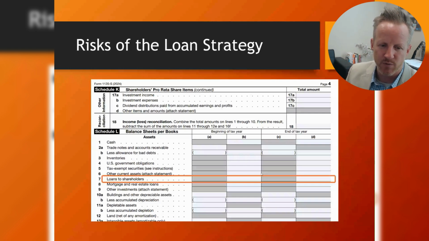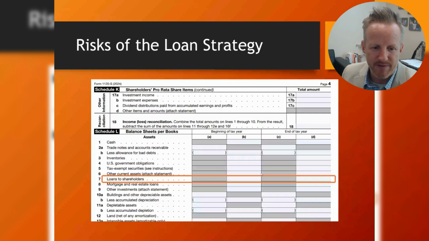Now, what some CPAs will do is they might get really aggressive, but this is probably crossing the line, is they will take that loan to the shareholder and they'll bury it. They'll bury it, not in row 7, loan to shareholder, but somewhere else in here, like under other current assets, which is the row above it, or 9, other investments. They'll sort of bury it in these other schedules so it doesn't automatically flag.